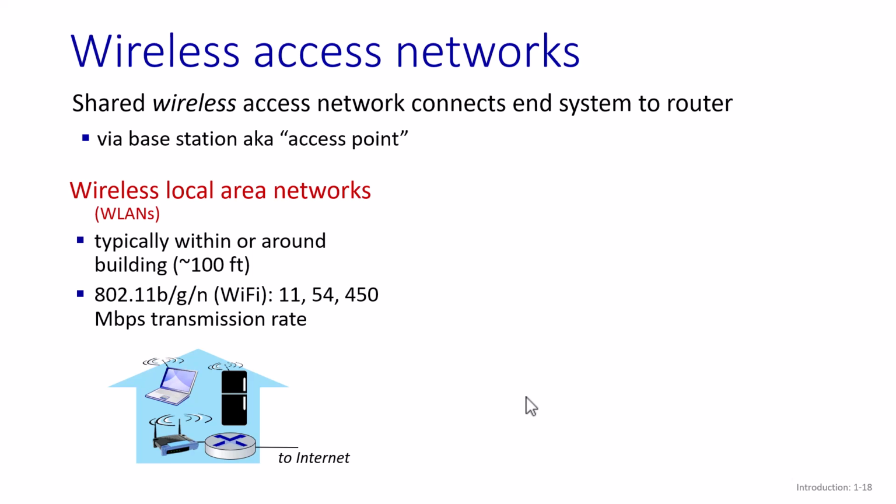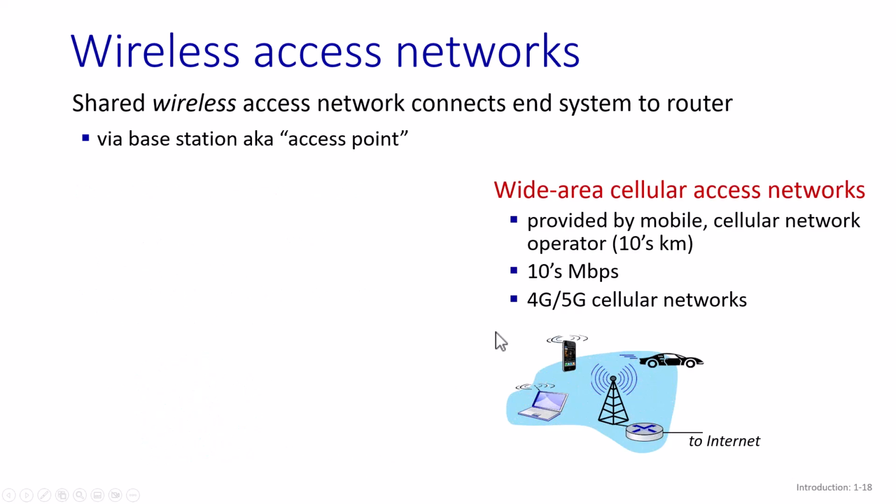Now, the transmission rates we can achieve, depending on the version, b, g, or n, are 11, 54, and 450 megabits per second. And here's an example. In our home network, we may have laptops, appliances, or even our smartphones. They are connected to a wireless router, which is connected to a modem, and then we are connected to the internet. Another type of wireless access network is the wide area cellular access network.